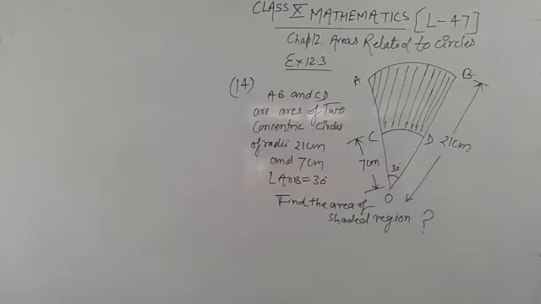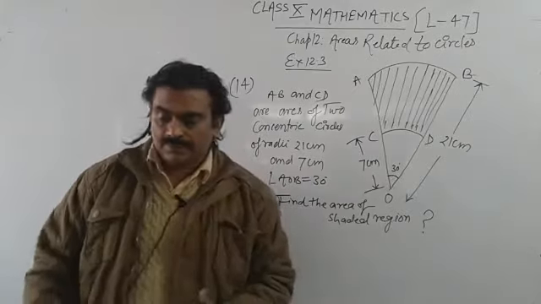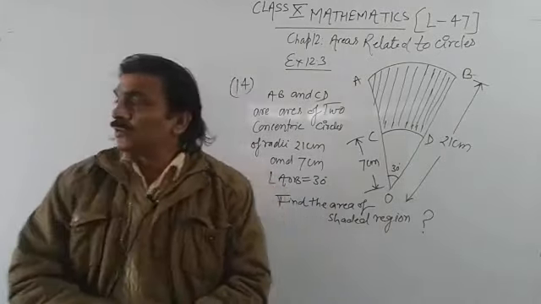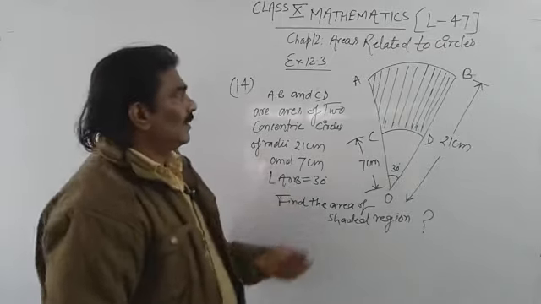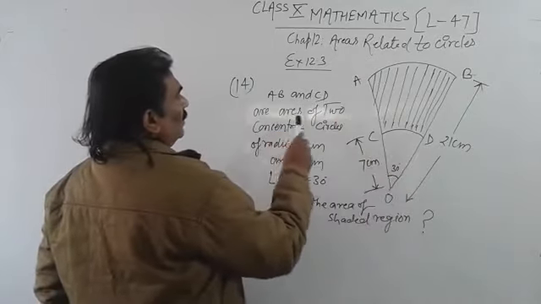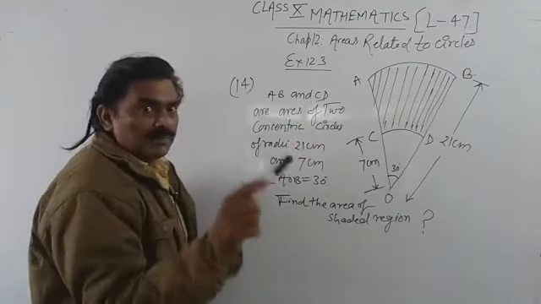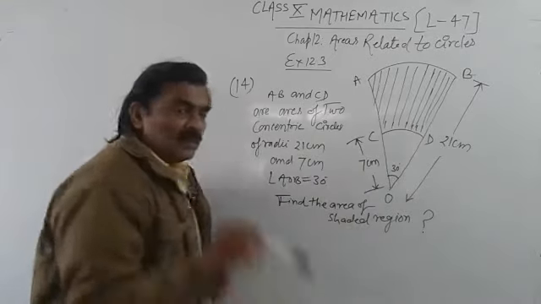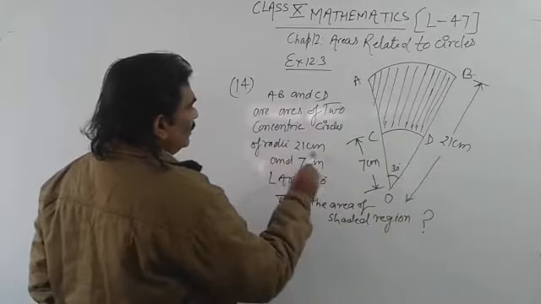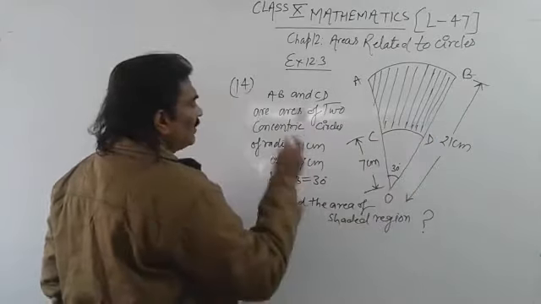So students, here we have a new question. Question number 14 is there, and in this question we have two concentric circles. AB and CD are arcs of two concentric circles. Concentric means a number of circles having the same center but different radii.